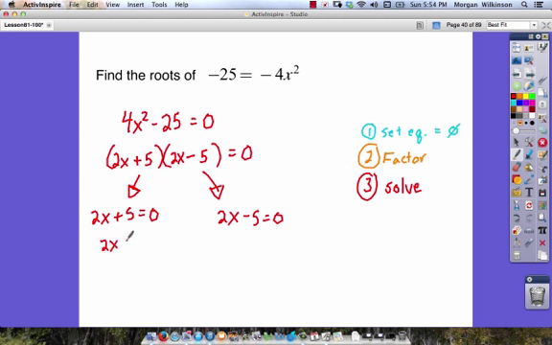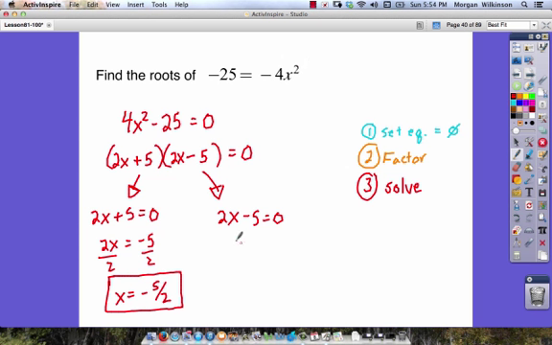Here we're going to get 2x is equal to negative 5, because we subtract 5 on both sides. Then we divide by 2. So x must be equal to negative 5 halves, or we could write negative 2.5. There's one answer. We know we're going to have two answers because this is a degree of 2. It's x to the second power.